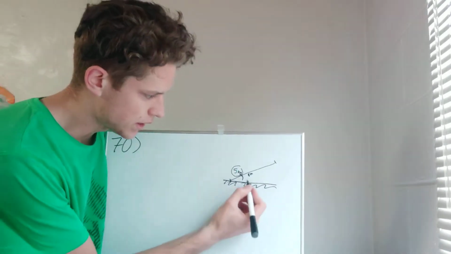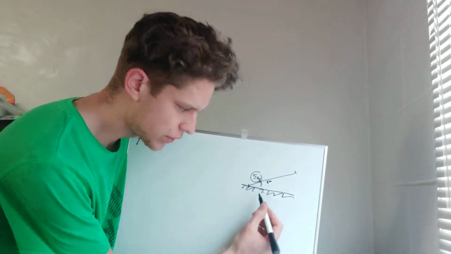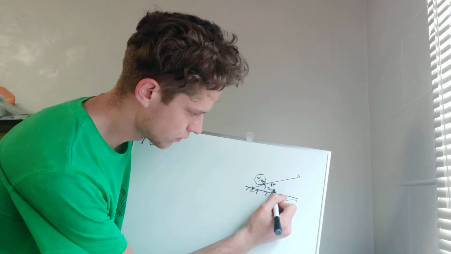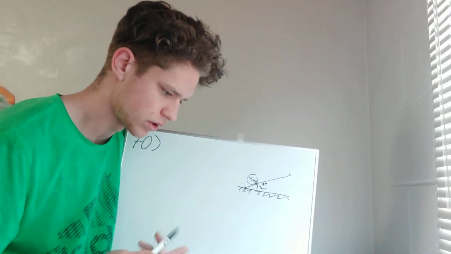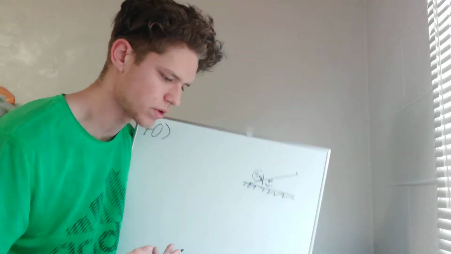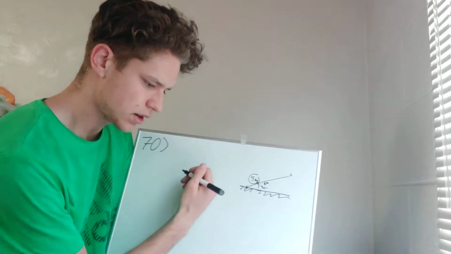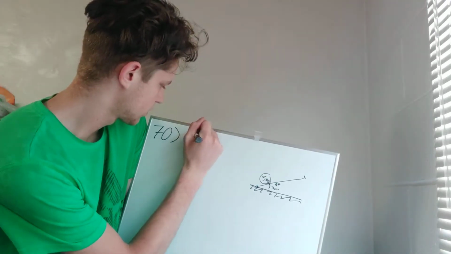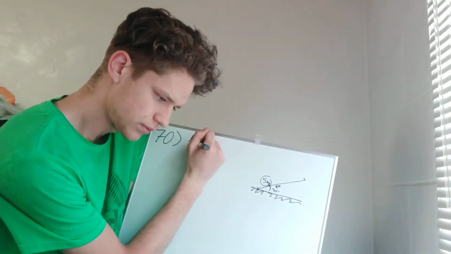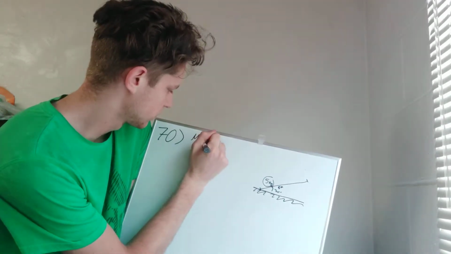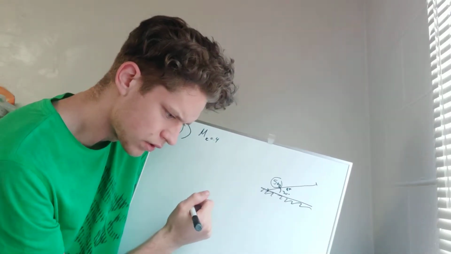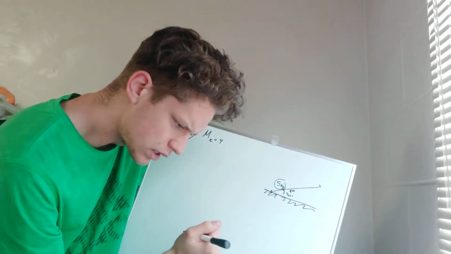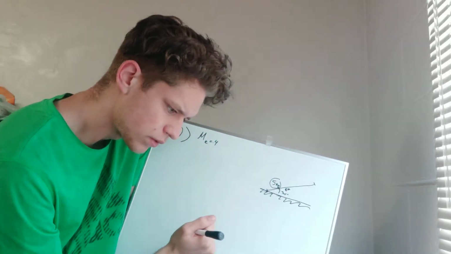Anyway. And then it has an angle of 30 degrees above the ground, the horizontal, the horizon. The kinetic coefficient of friction is 0.4, and the static coefficient of friction is 0.43.